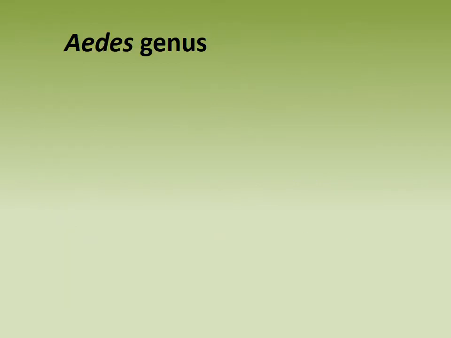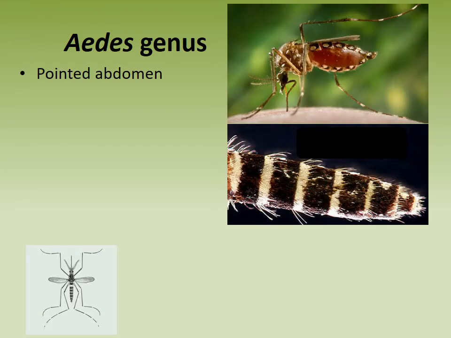So how is the genus Aedes defined? I'm going to go over a couple characteristics that individually may not be unique to this particular genus, but collectively these characteristics will define Aedes compared to all of the other genera that you find in Virginia. Some of these we may have gone over in other presentations, but I'm just going to bring them back so you know they're fresh in your mind.